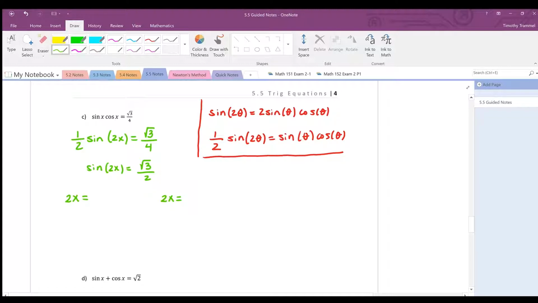So one of those places would be pi over 3, right, and then plus 2 pi n. And the other spot would be 2 pi over 3 plus 2 pi n. And we can go ahead and divide both of these by 2, and we get x is equal to pi over 3. And that should be a pi over 6, right? Because we were dividing by 2, so pi over 6 plus, and then 2 pi n divided by 2, this is going to be pi n. And over here, when we divide by 2, we should get pi over 3 plus pi n.